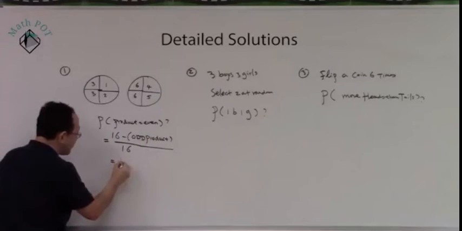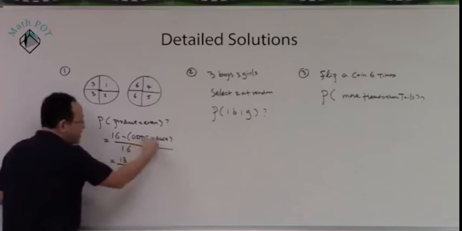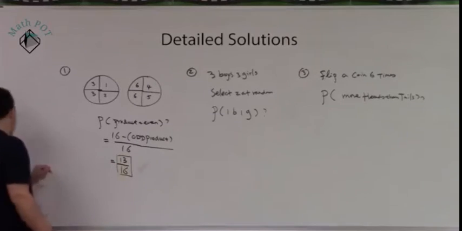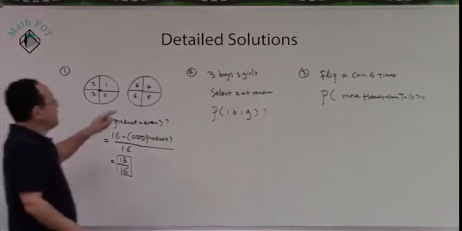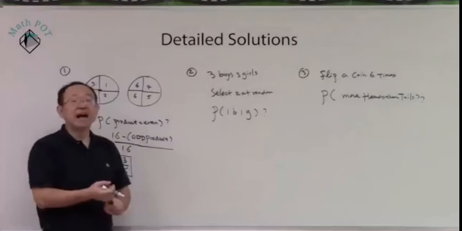Of course, that gives us 13 over 16. 16 minus 3 wrong answers gives us 13. Of course, simplify, this is our final answer, which is 13 over 16. So this is a very typical probability problem. It's nothing but two counting problems.